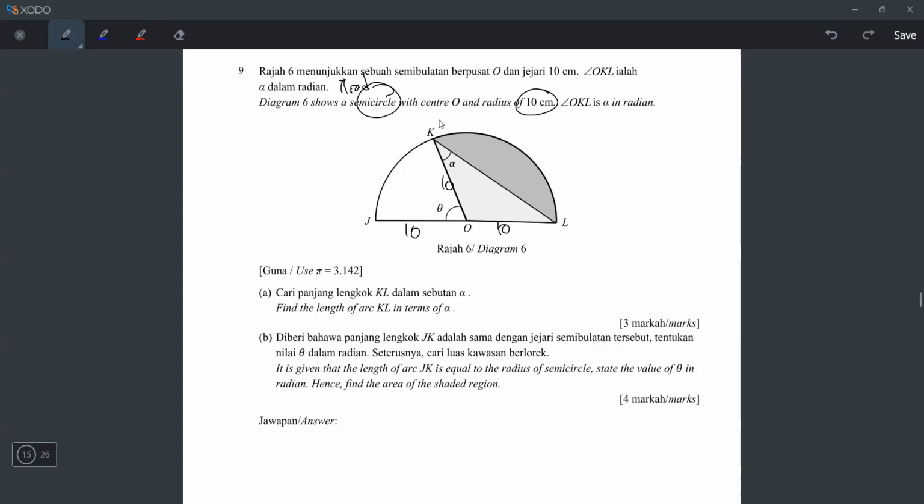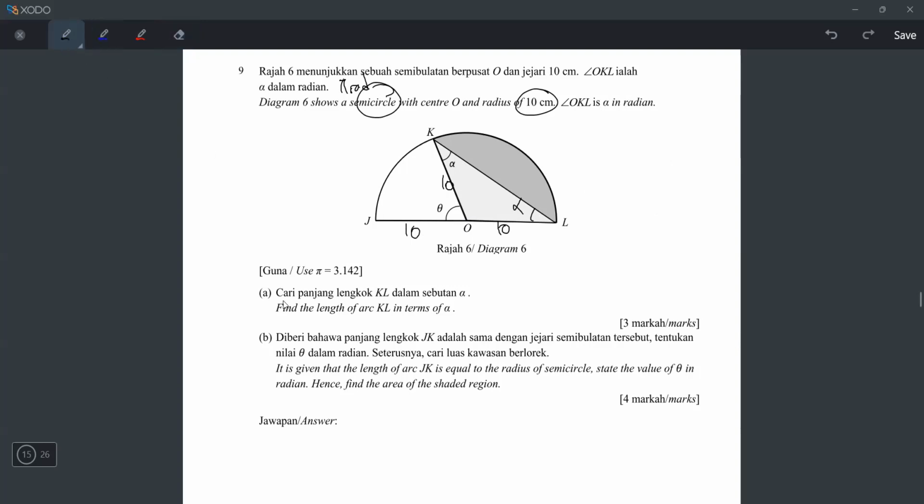Okay, before I do A, I noticed something. I noticed that OK and OL, they are both radius, and then they draw a line like this. So this is an isosceles triangle. It means there are two sides of the same length. Means the angle here and the angle here must be the same. So if this is alpha, this is also alpha, right?